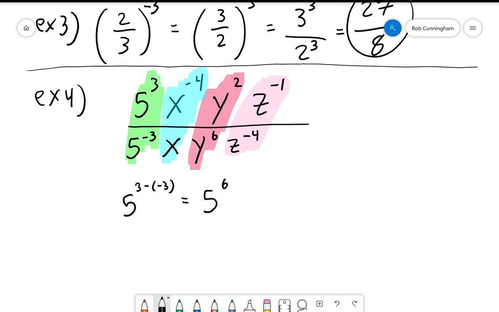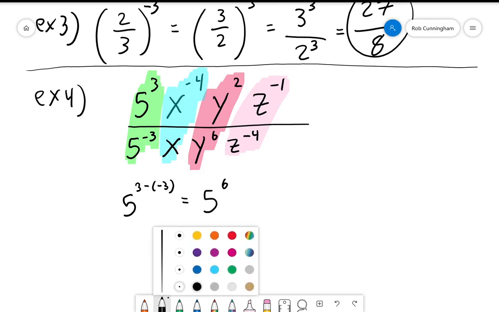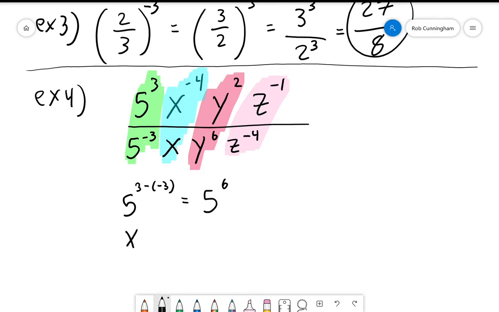How about these x's? We have x to the negative 4th. Now, what's the exponent on this x down here? Well, that's x to the 1. So you have negative 4 minus 1. Again, if I'm at negative 4 and I go down another one, that gets me to negative 5. Now we'll combine all of these in a second.